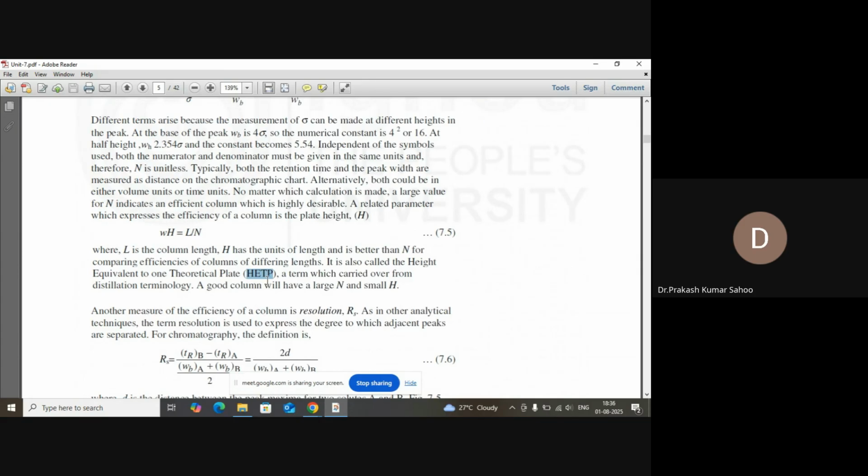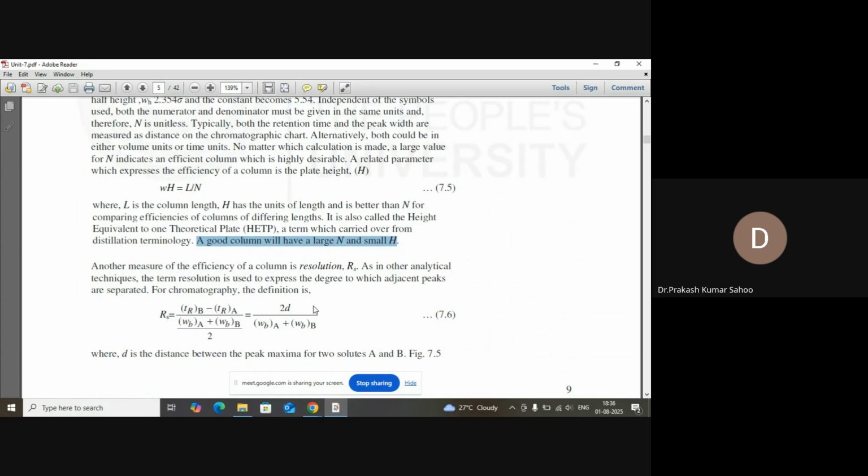A good column will have a large N and small H. This is very important. If you have a good column, then the column should have a large number of plates, and the height must be small, because if the height is small, then the sample gets passed over that column very rapidly and smoothly.